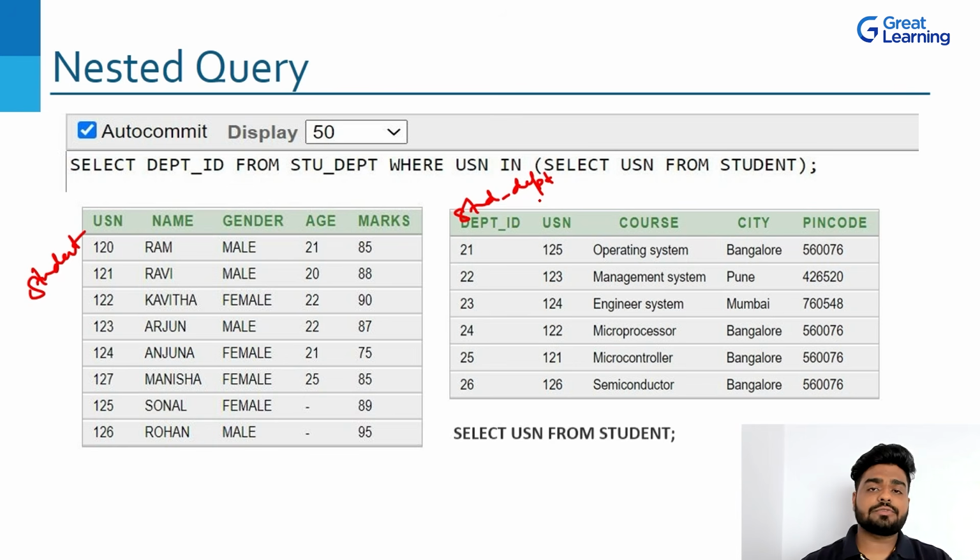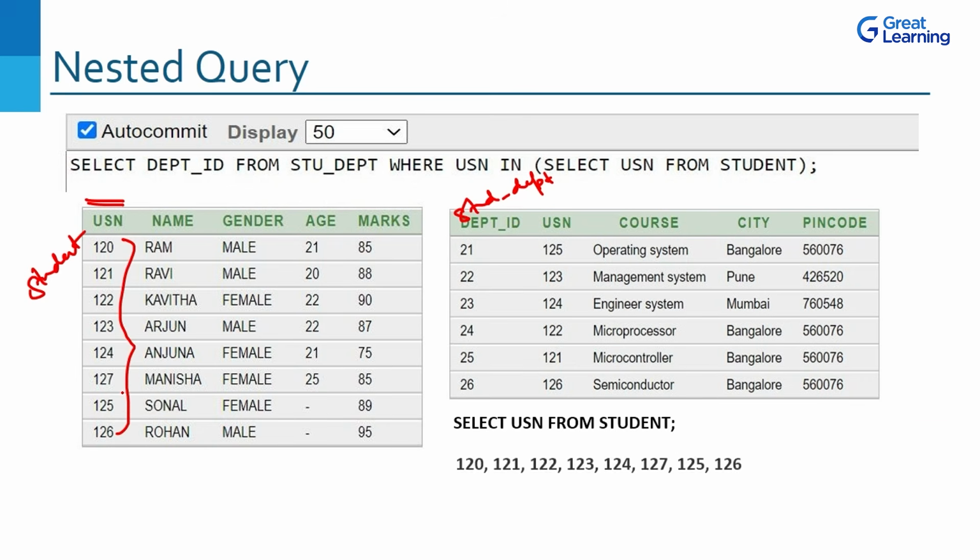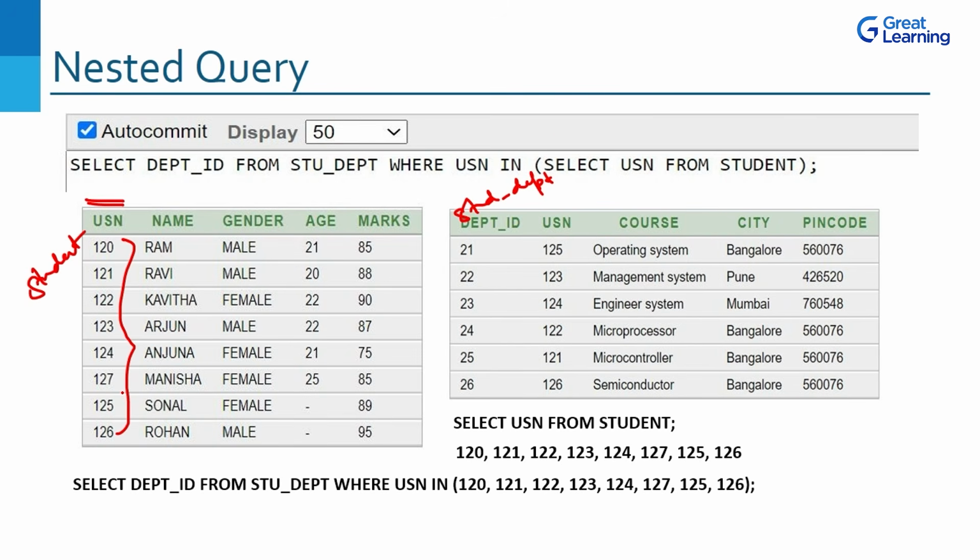What is the first line? The first subquery, select USN from student. So this is the USN from the student table. So all these USNs will be recorded. So we have 120, 121, 122, 123, 124, 127, 125 and 126. These are the USNs which we have got from the student table. The next is select department ID from student department where USN in 120, 121.